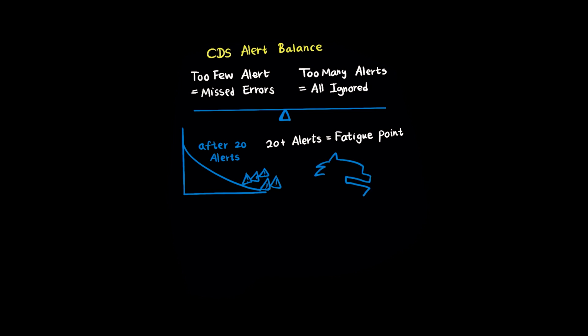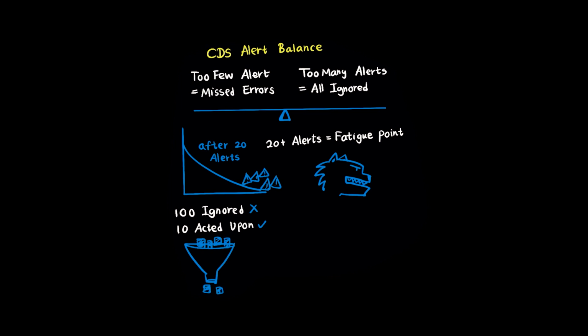Research shows that when clinicians receive more than 20 alerts per shift, their response rate plummets. They start clicking through warnings without reading, developing muscle memory to dismiss pop-ups. The art is controlling the number, keeping it low enough that each alert gets attention, but comprehensive enough to catch serious problems. This means ruthless prioritization.